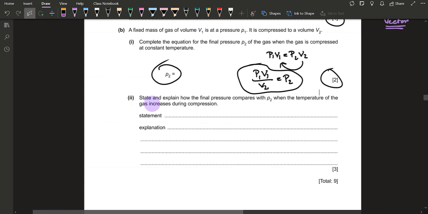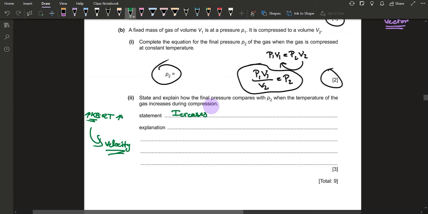Part 2 says, state and explain how the final pressure compares with P2 when the temperature of the gas increases during compression. So we know that temperature is directly proportional to kinetic energy. And as temperature increases, kinetic energy increases. And because kinetic energy increases, the velocity also increases. So our statement is going to be increases.